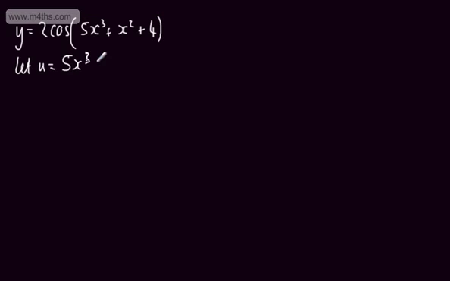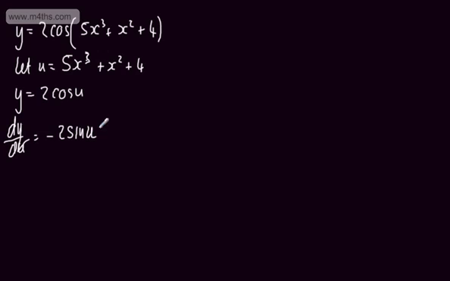So just jotting this down, x cubed plus x squared plus 4. So what we now have is y is equal to 2 cos u. So if we want now dy by du, we differentiate y with respect to u, and that will give me minus 2 sine u. The derivative of cos u is minus sine u. If we have now du by dx, I'm differentiating now u with respect to x.